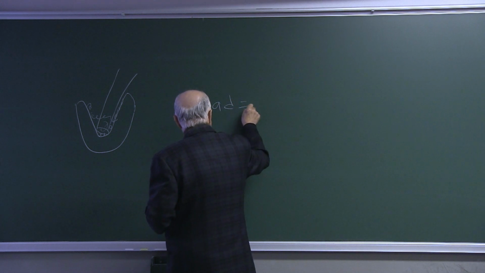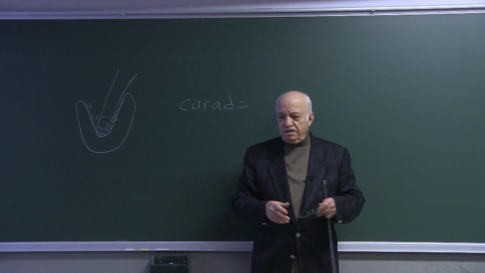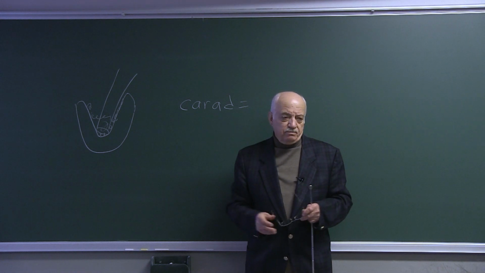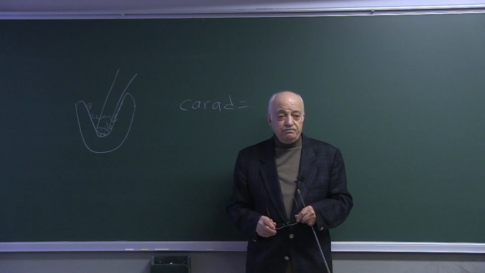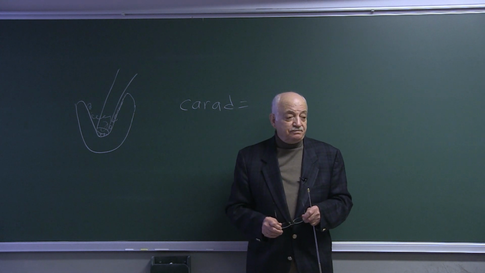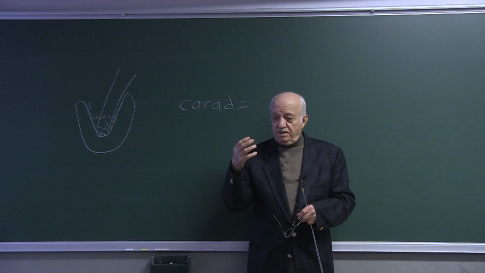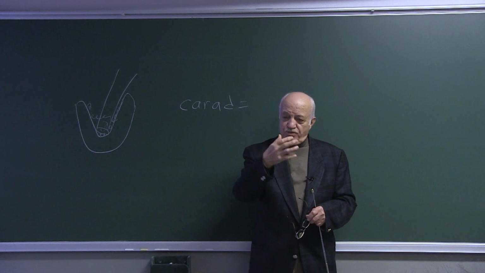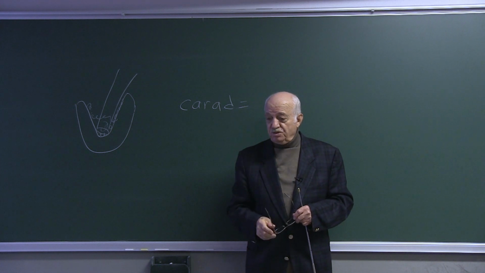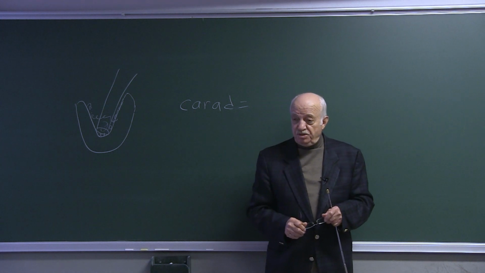Does anyone know what karat is? The girls would know better than boys. There is a Turkish word for that. When you buy gold, what does it mean when they say it's 12, 14, 18, or 24? What's the unit that we use in Turkish? Ayar. Altın için ayar. 18 ayar, 12 ayar, 14 ayar.